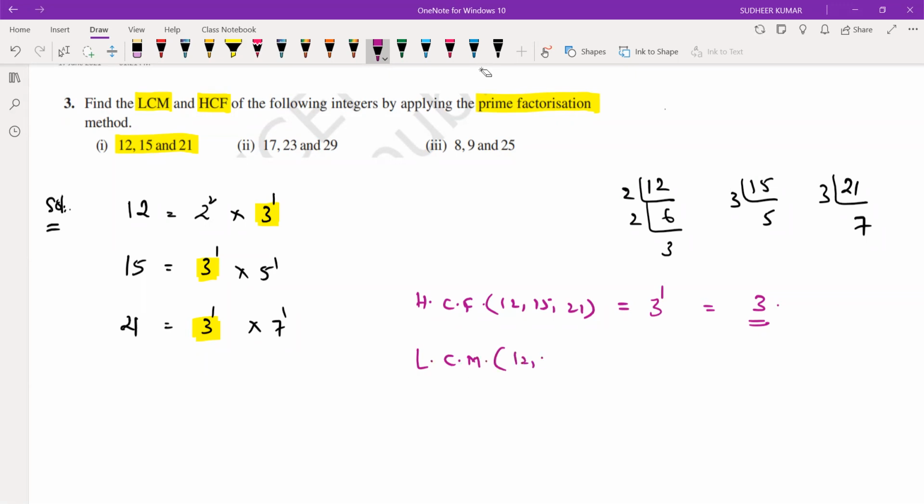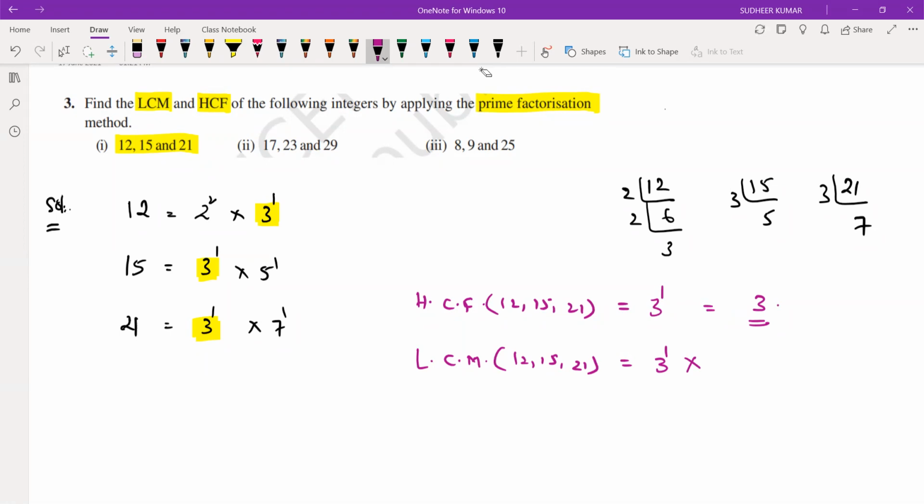LCM of 12, 15 and 21. First we have to take the common base with the highest power. The common base we have is 3, and the highest power is 1. Into that, the remaining numbers with the same power.